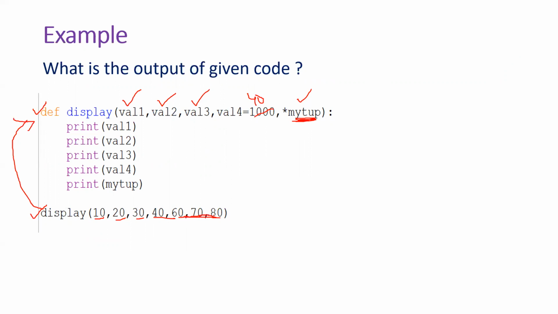All the remaining arguments will be stored as a tuple in this. So value 1 will be 10, value 2 will be 20, value 3 will be 30 and value 4 will be 40, and this is going to be mytuple, a tuple consisting of 60, 70 and 80 values. This is all about functions concept. You need to practice this type of problems to crack the InfyTQ examination.